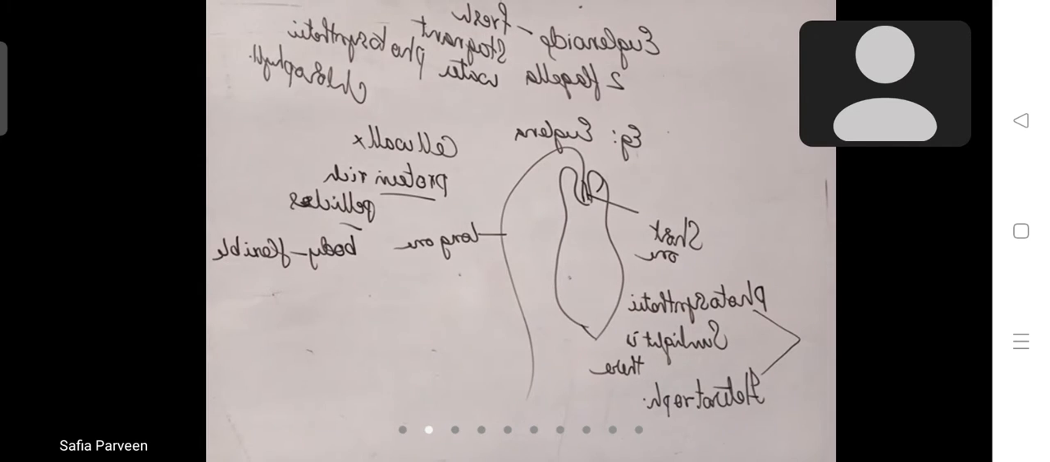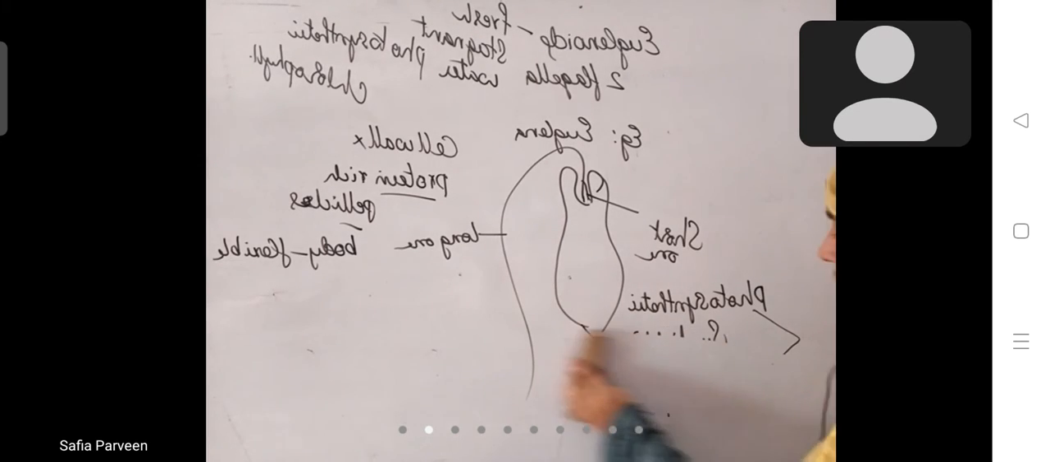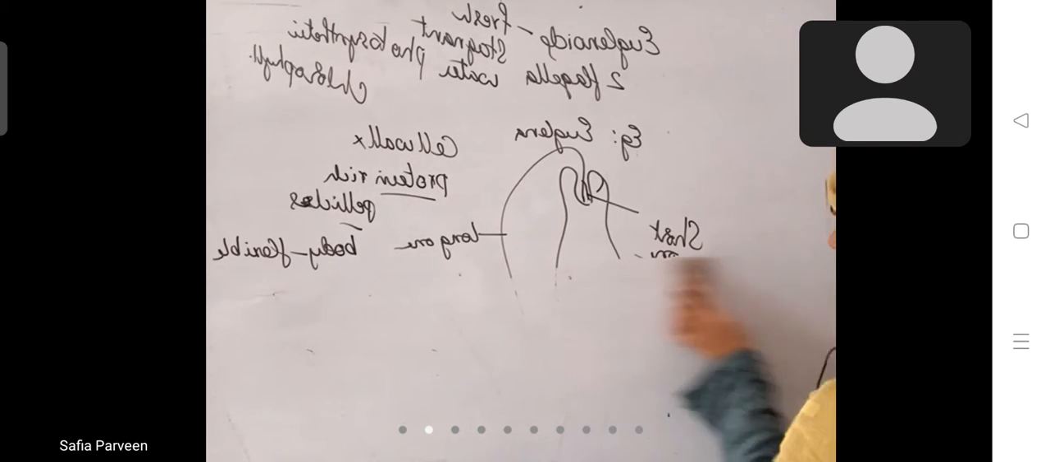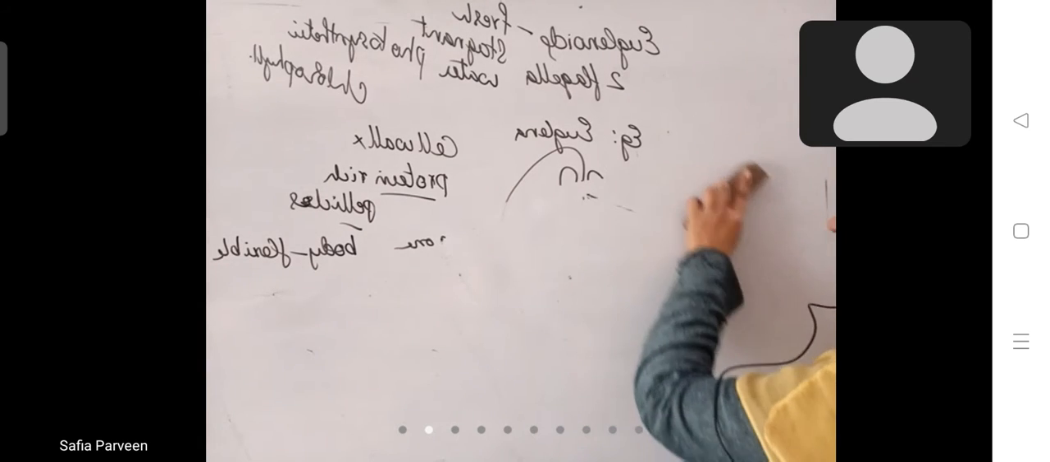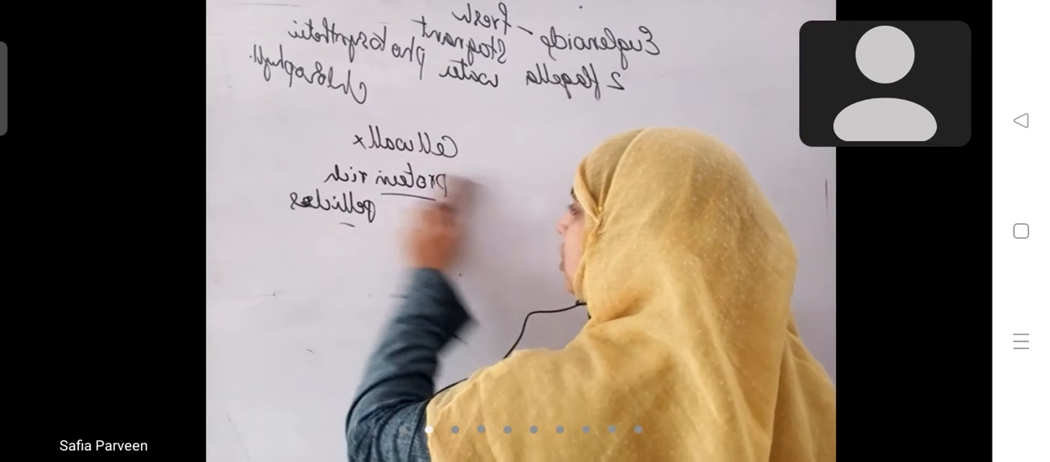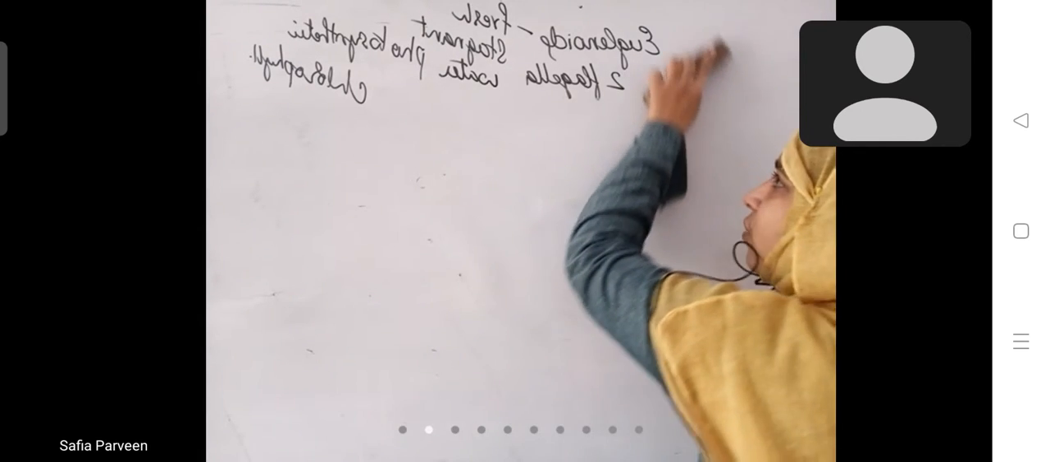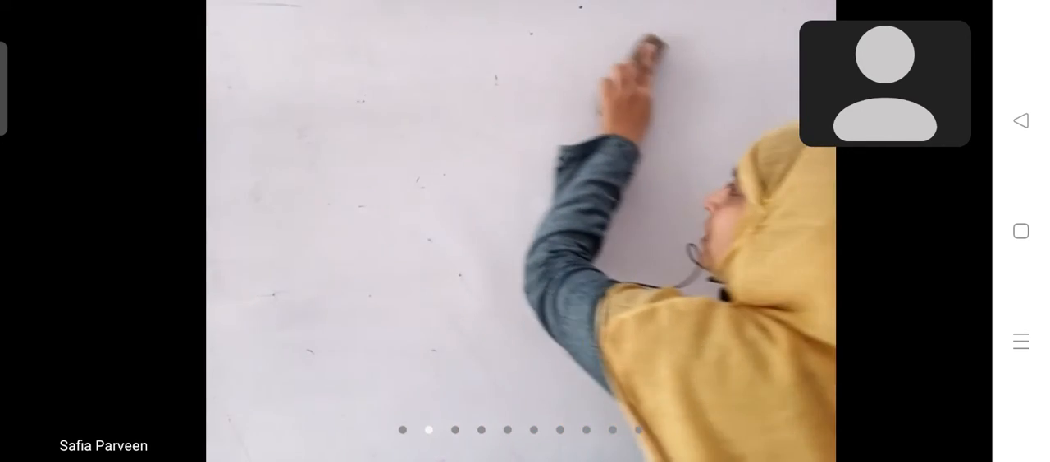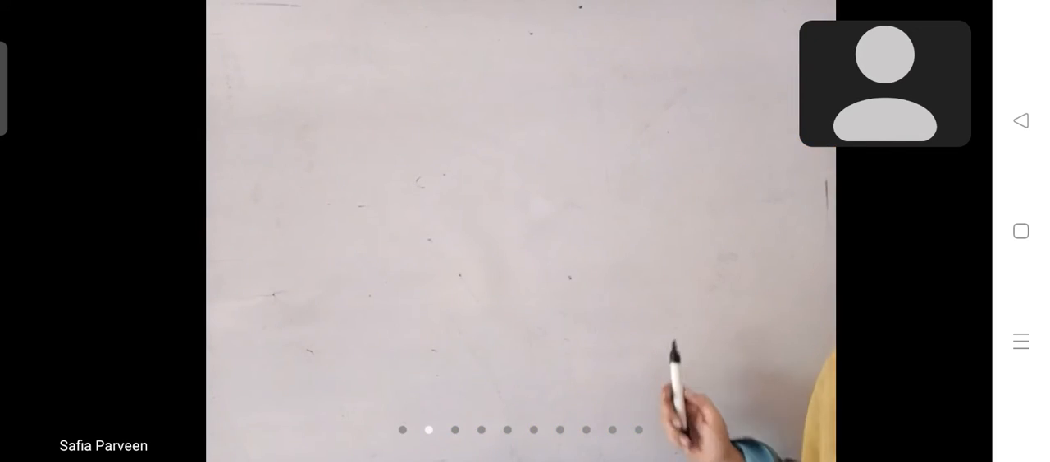Next one is about slime molds. Slime molds are a little interesting to see, because sometimes they spread, making themselves into leaf-like structures. Sometimes they form spores like a fungus forms spores. They are called slime molds.